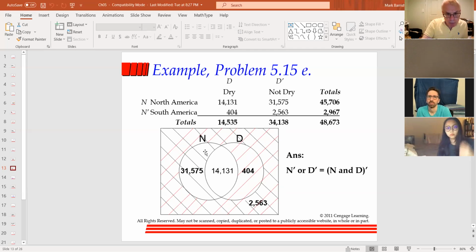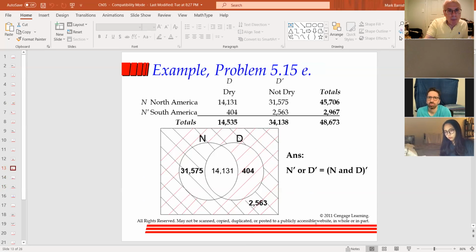It would be N only. Which is this one here, N, not D. This would be D, not N. And this would be not D and not N. Okay. So that would be the answer for this. Any questions about that?